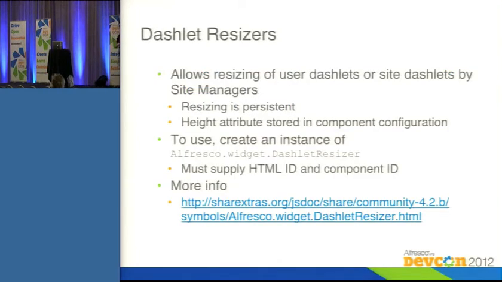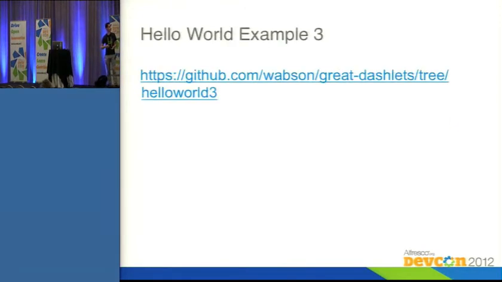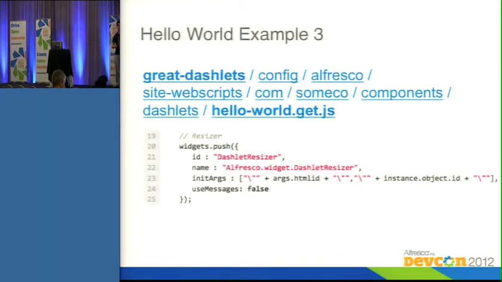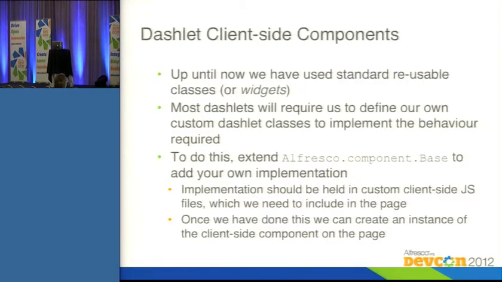Okay. So dashlet resizers we've covered. We've covered the title bar actions. And that was examples 2 and 3 there. Now, so far we've looked at adding this dynamic JavaScript behavior to the dashlet, but we haven't implemented any specific extra code ourselves. So we've used these widgets that are provided by Share. We use the resizer, we use the title bar actions. If we want to go further than that, we need to start thinking about implementing our own components.